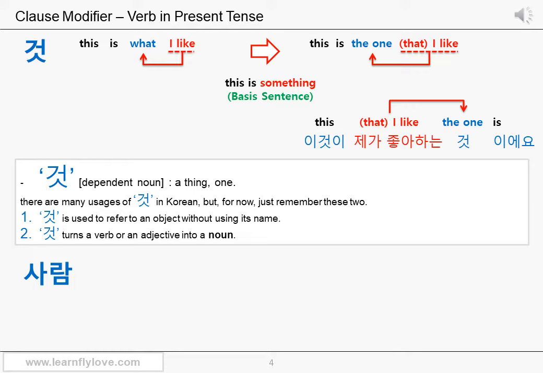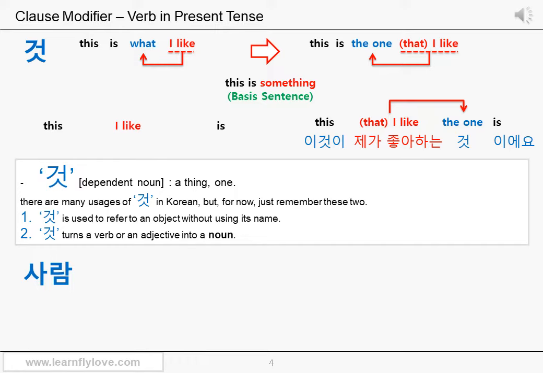Okay, let's see the first sentence then. This is what I like. The pronoun this comes first, and the be verb is comes at the end of the sentence. As we told you, just think of what as a noun, and I like modifies it.